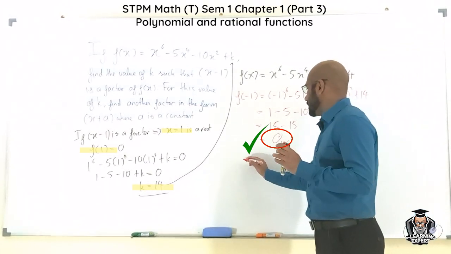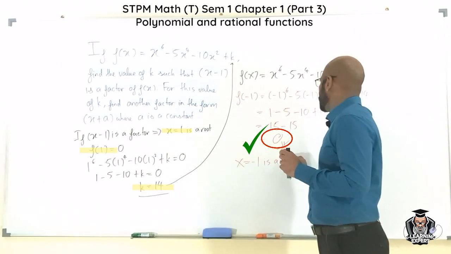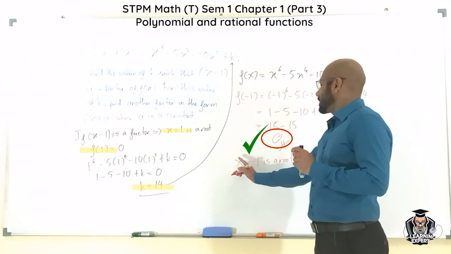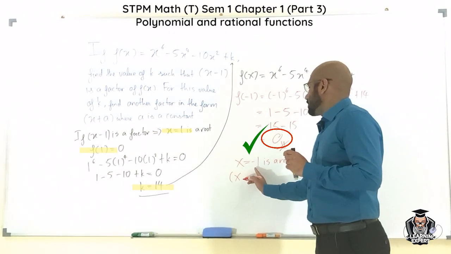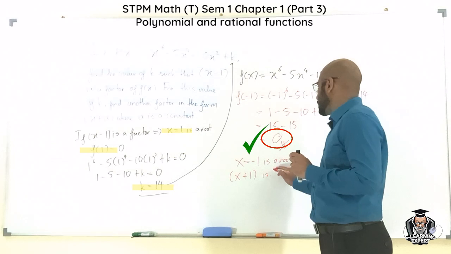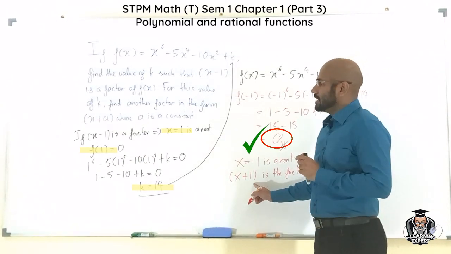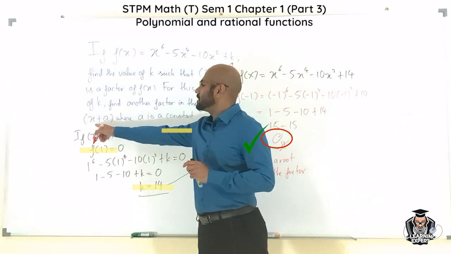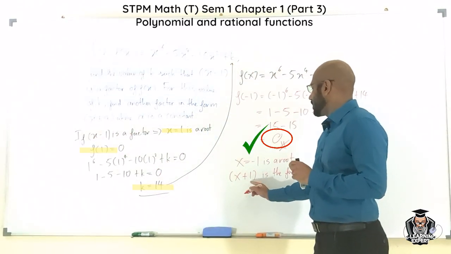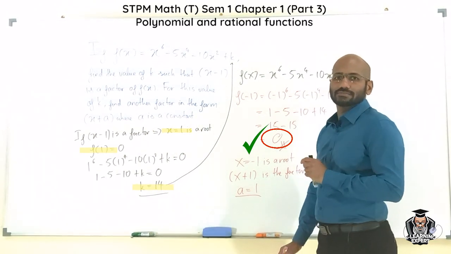So what is the factor? So x equals negative 1 is a root. Therefore, bringing over this, negative brought over to the other side becomes a positive. X plus 1 is the factor. And see, I have it in this form. We want it in x plus a. I have x plus 1. So over here a equals 1.